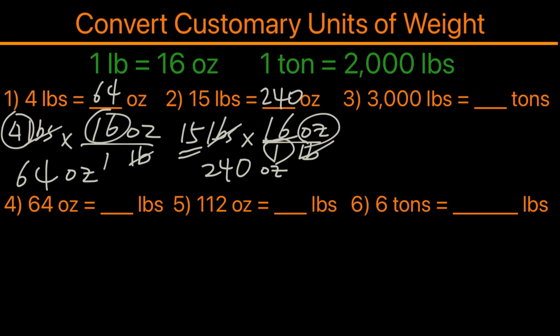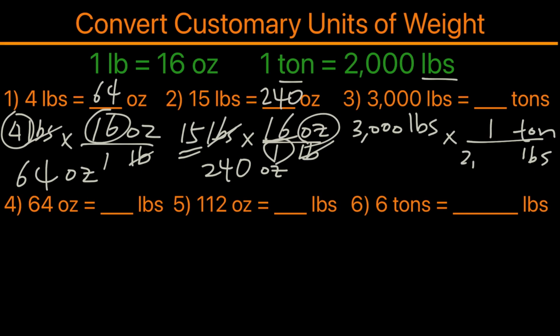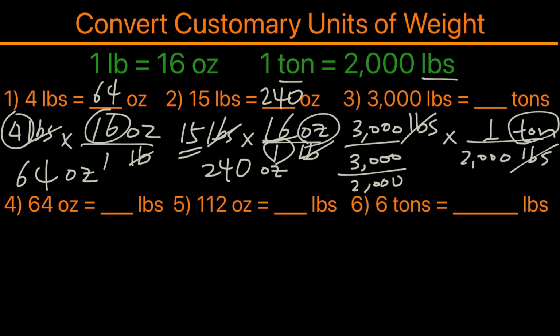For the third example, we're converting from pounds to tons. So we can see here, 1 ton equals 2,000 pounds. So we'll first write out the 3,000 pounds. And this time, we need to have pounds on the bottom and tons on top. And 1 ton equals 2,000 pounds. So that will be the setup. Pounds will cross out, we're left with tons, which is the answer we want. And we'll take 3,000 times 1. And that will be 3,000 over 2,000 here. And that will be tons. So that becomes 3 over 2 because we can cross out the zeros. And 3 over 2 tons equals 1.5 tons. So that would be 1.5 tons.